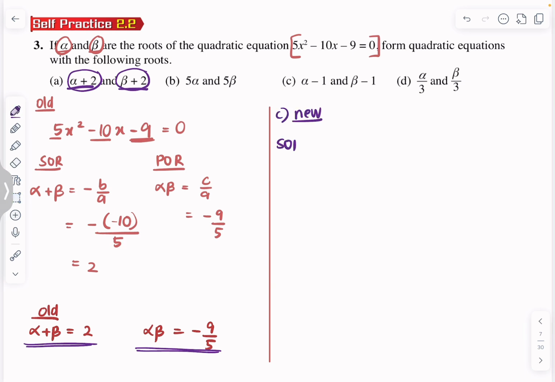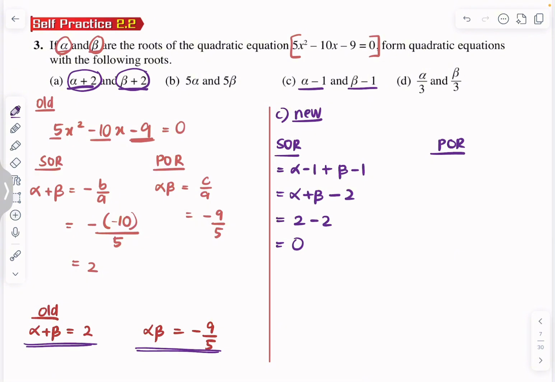Our sum of roots and product of roots. So our sum of roots will be this plus this: alpha minus 1 plus beta minus 1, which is alpha plus beta minus 2. So alpha plus beta we know is 2. So 2 minus 2 is 0.